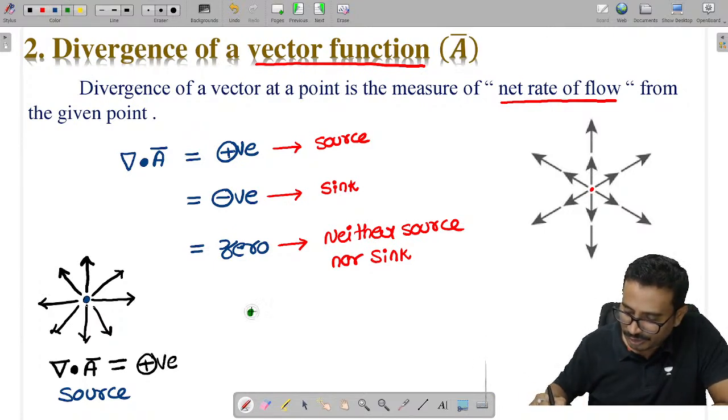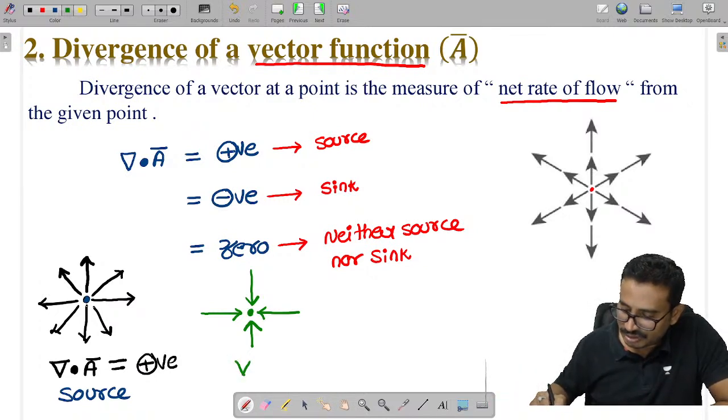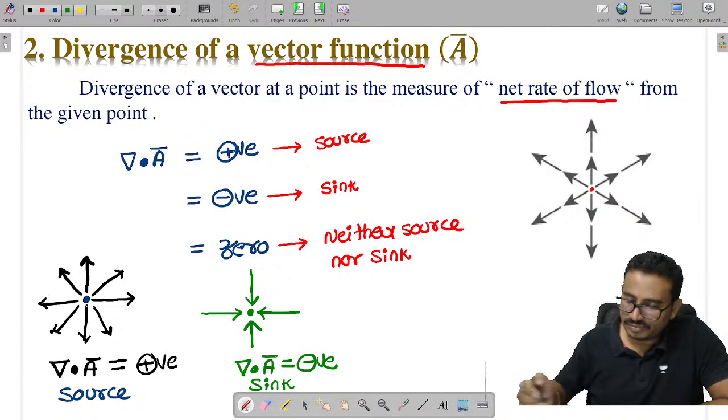I have taken some point here. Let us say at this point we have some field like this. The field lines are like this. Consider here. At this location, can you tell me the divergence? At this location, the divergence I can say is negative. So what should I call this point now? We can call this a sink. This point is called a sink. It is taking some field.